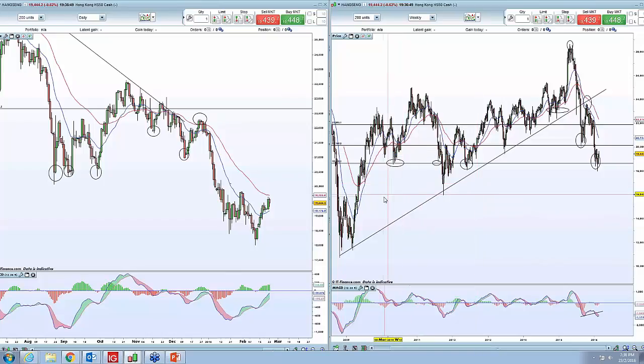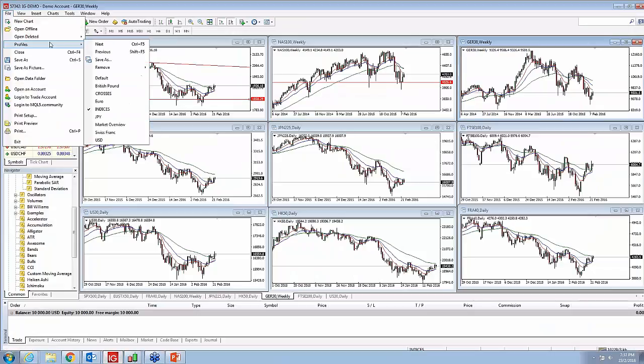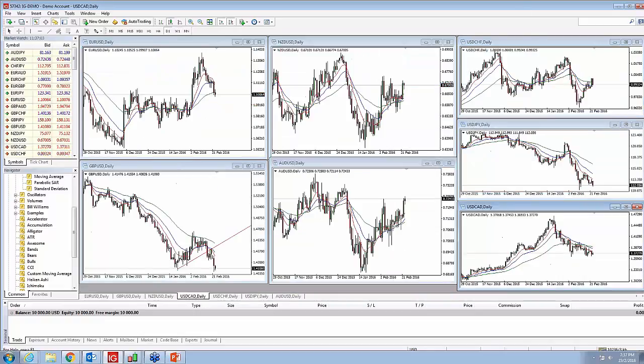Okay, so there's no question. Let's go back to the market scanning board. All right, let's look at FX. Okay, let's start with USD. I just want you to see across the board what's happening in USD.